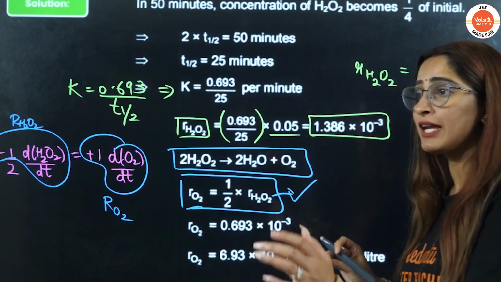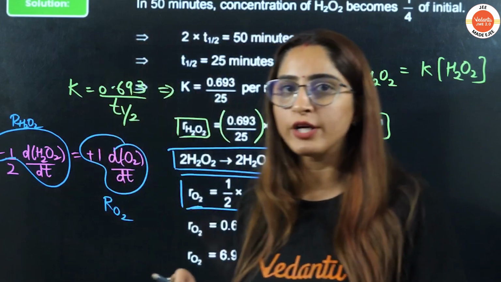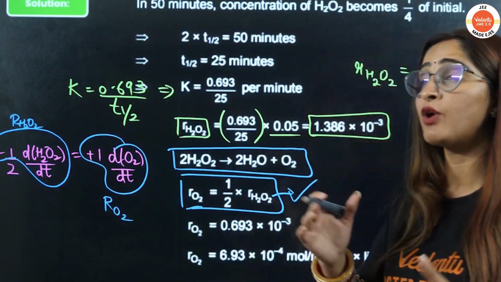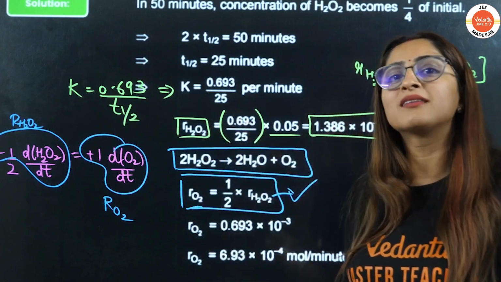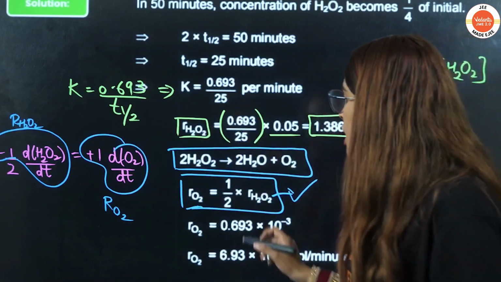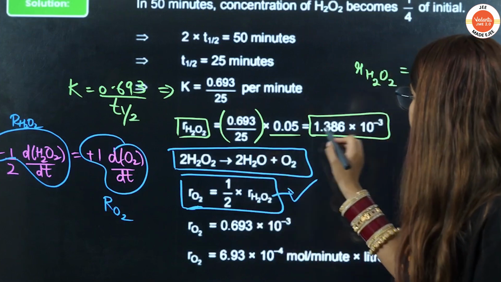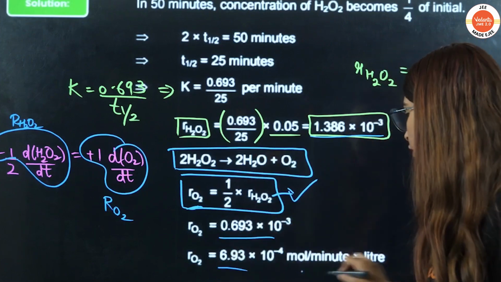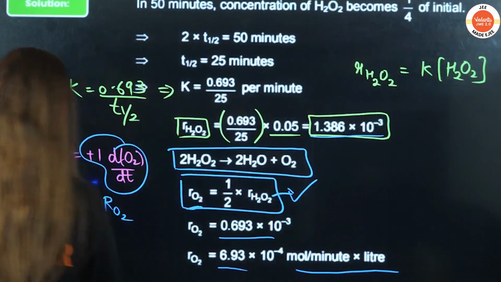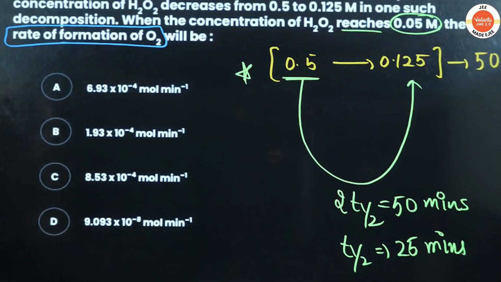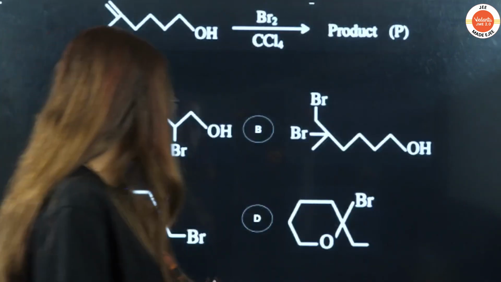Is that clear? When you have the rate of reaction, you have to divide it by the number of moles. When you have a simple rate of appearance or disappearance of a particular reactant or product, then you don't have to divide it by the number of moles. So that is why R of O2 becomes half of R of H2O2. Then the R of H2O2 you have calculated here, put this in the formula and you will get the answer in mole per minute, right? Understood? Understood everybody? Next question, question number 2.